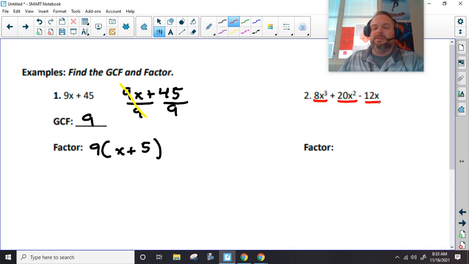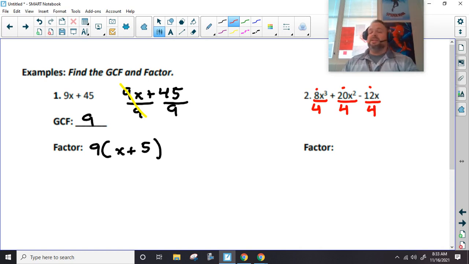Now, let's look at number 2. It's the biggest number that will divide all the numbers. That's the GCF. That was just one example. I don't expect y'all to actually get it on the first one. All right. The numbers we have are 8, 20, and 12. What is the biggest number that will actually divide all three of those? 4. Okay, so that's the biggest number that will divide all of them.